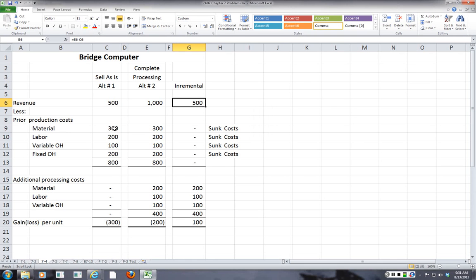And these production costs that they've already incurred, these $800, are sunk costs, and so we really don't include them in the analysis to decide what to do, because we've already sunk those costs. How do we go forward to make the best deal? If you complete it, the incremental revenue is $500, the incremental cost is $400, and so we'd make $100. So going forward, excluding those sunk costs in our analysis says to complete them and sell them that way.